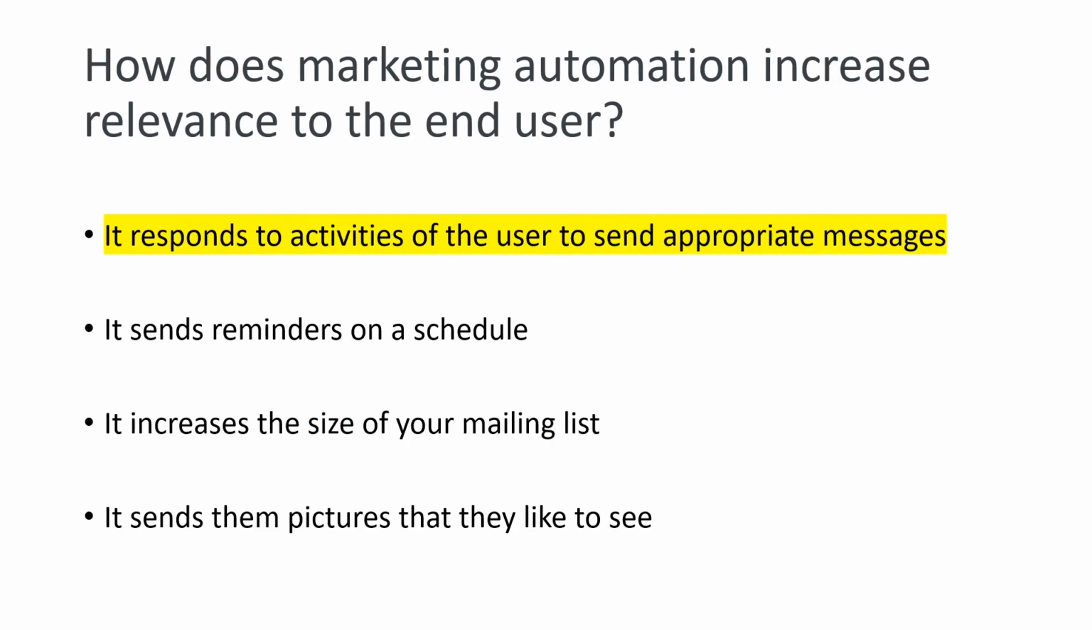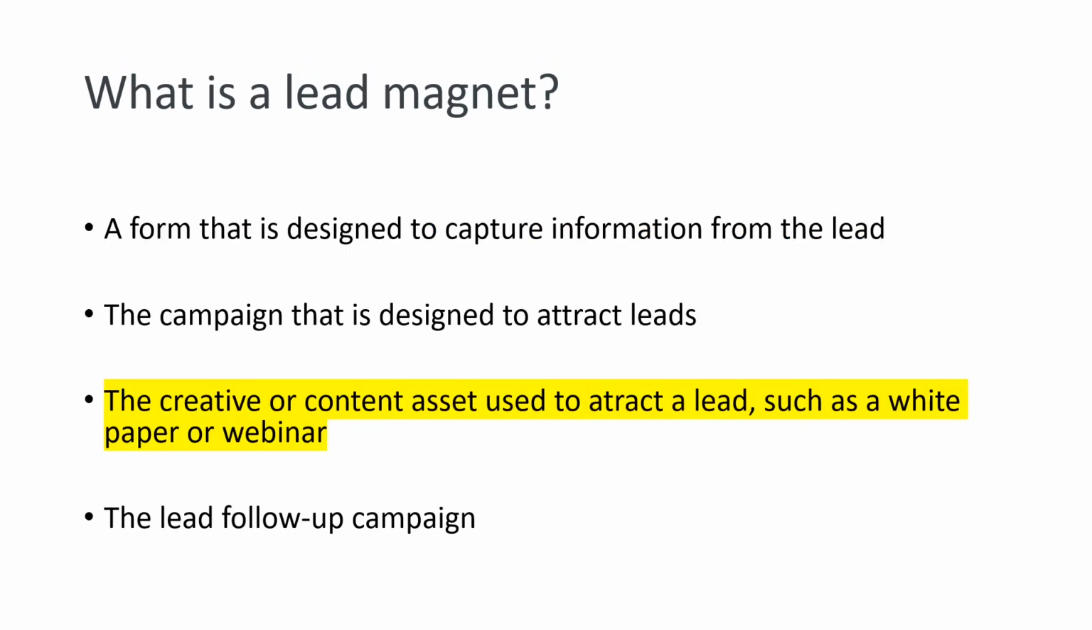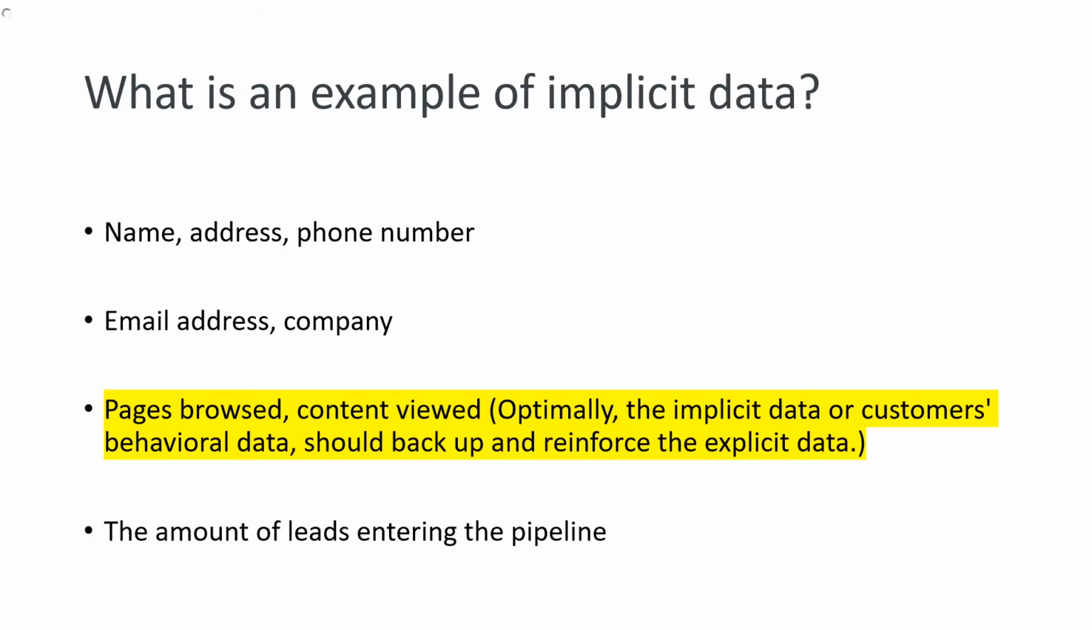217. How does marketing automation increase relevance to the end user? It responds to activities of the user to send appropriate messages. 218. What is a lead magnet? The creative or content asset used to attract a lead, such as a white paper or webinar. 219. What is an example of implicit data? Pages browsed, content viewed. Optimally, the implicit data or customer's behavioral data should back up and reinforce the explicit data.